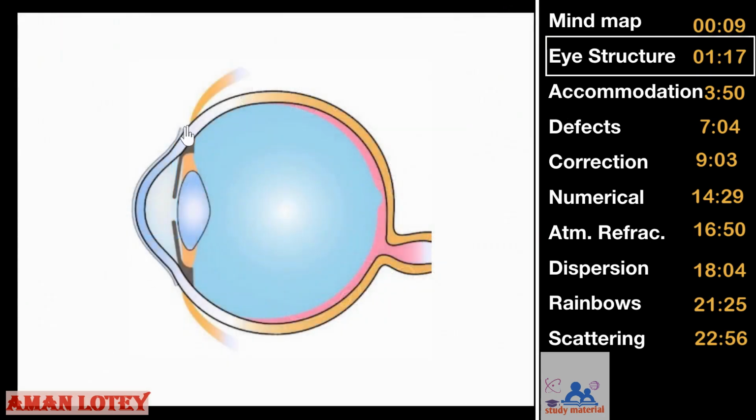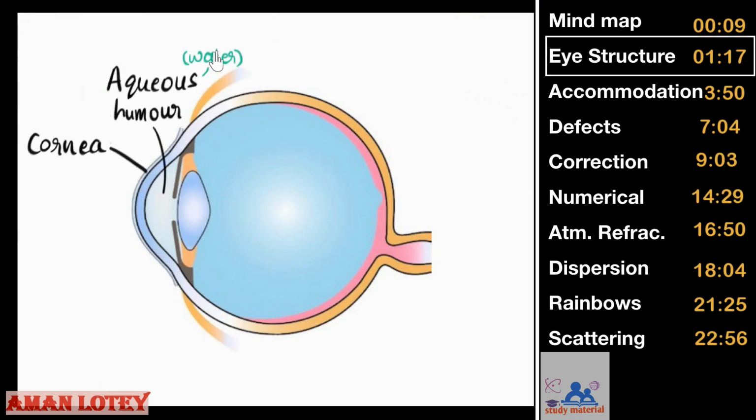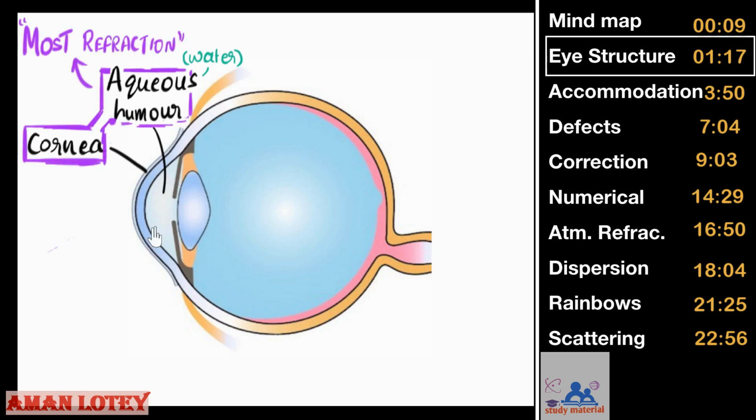The outermost layer of the eye, the bulged part, is called the cornea, inside which there is a liquid called the aqueous humor. The word aqueous means water. It's kind of like water. Together, these are responsible for most of the refraction that happens in our eye. Most of the bending of light in our eye happens over here.